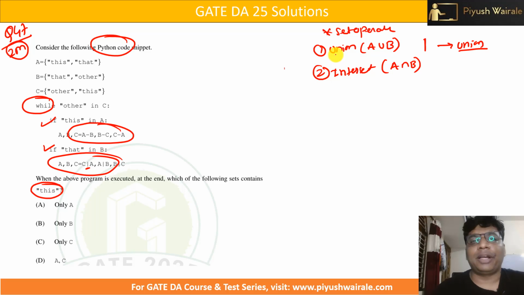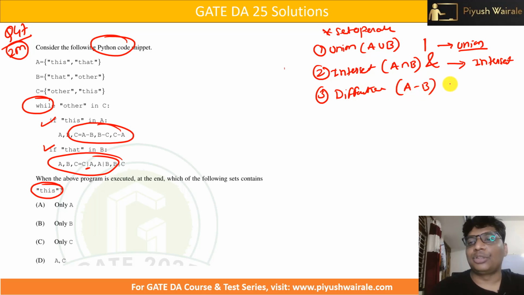But what are the operators we use in Python? That is what we are learning here. I already discussed this as a part of my course. Now what about intersect? This ampersand symbol is intersect in Python. The vertical line is union, the ampersand is intersect, and then we have set difference, that is A minus B. In Python also we use a minus symbol to indicate a difference.